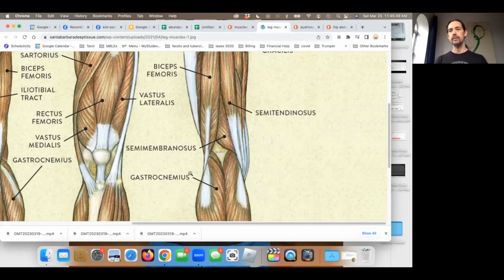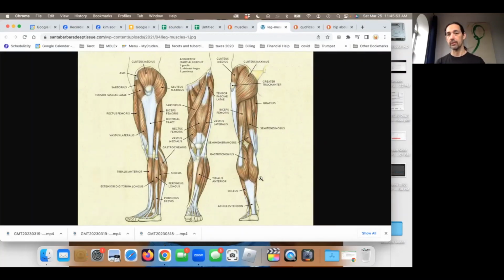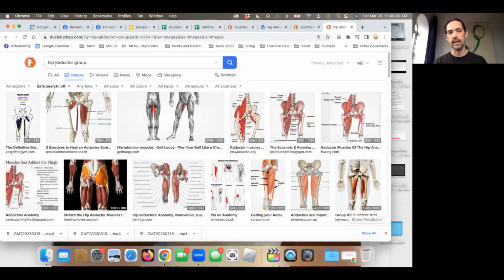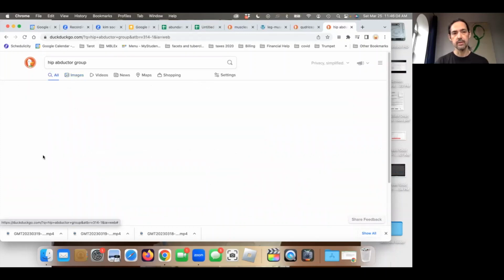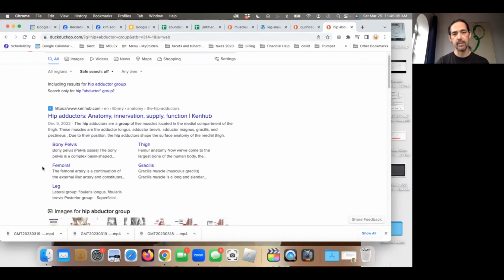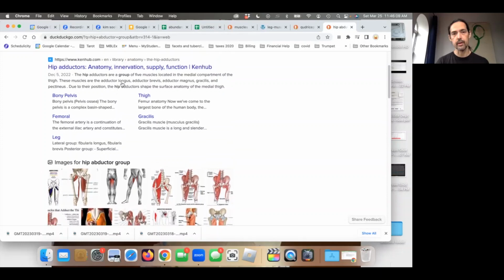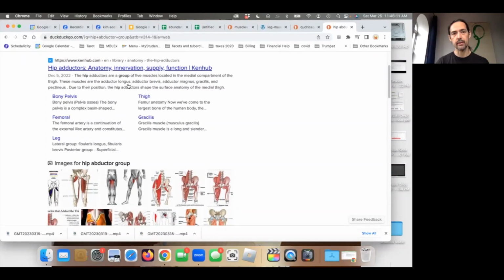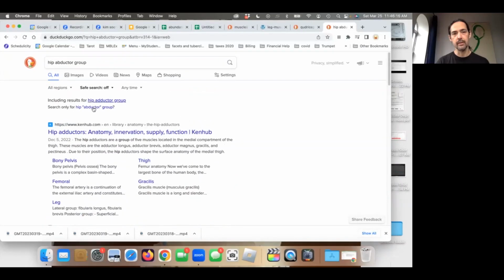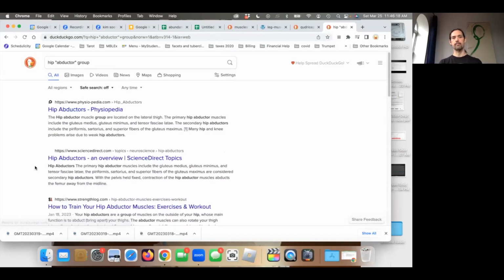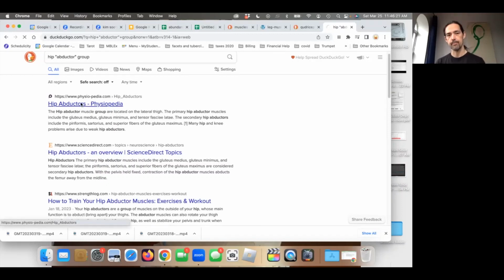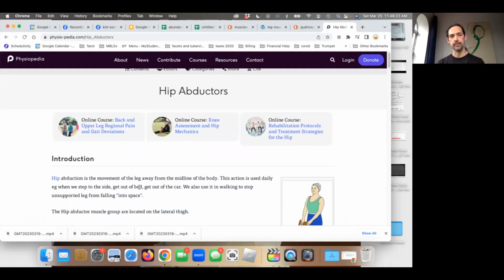Okay. Now let's do the muscles of the lower leg. And I think that's going to do it for the introduction to the muscles for today. Oh no, wait, I'm sorry. We have to finish up with the abductors. So which ones are the hip abductors? No, I'm putting in abductor and it's showing me adductor. Hip abductors, Physiopedia, what a great site.